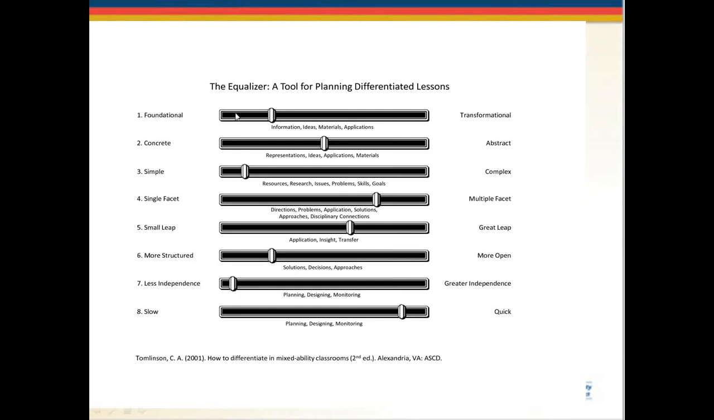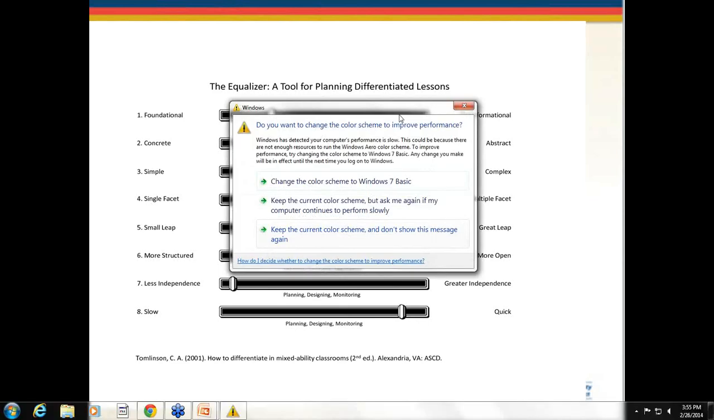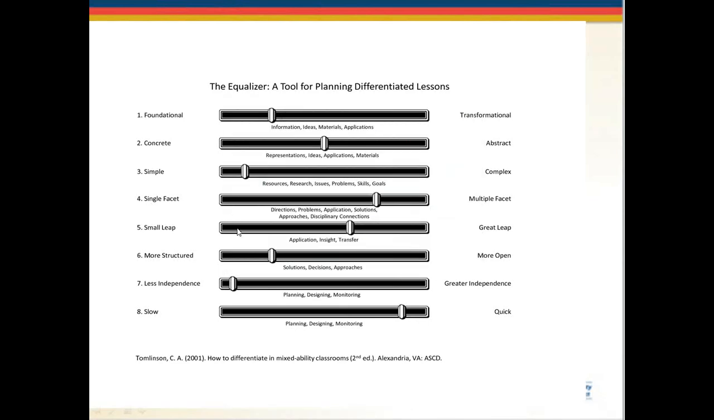Am I going to make something more foundational or more transformational? Am I going to give a concrete assignment or activity or homework, or am I going to give a more abstract comment, activity or homework? Am I going to add levels of complexity, or am I going to keep it simple? Am I going to have multiple facets of info that the student has to work with, or am I going to have essentially just one facet of info? Am I going to want the students to take only a small leap of logic, or am I going to set up a scenario where you would have to make a lot of inferences in order to know how to move forward?